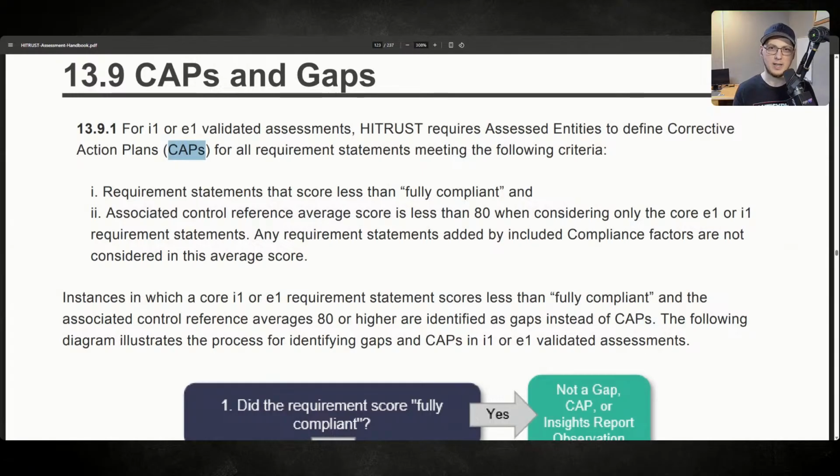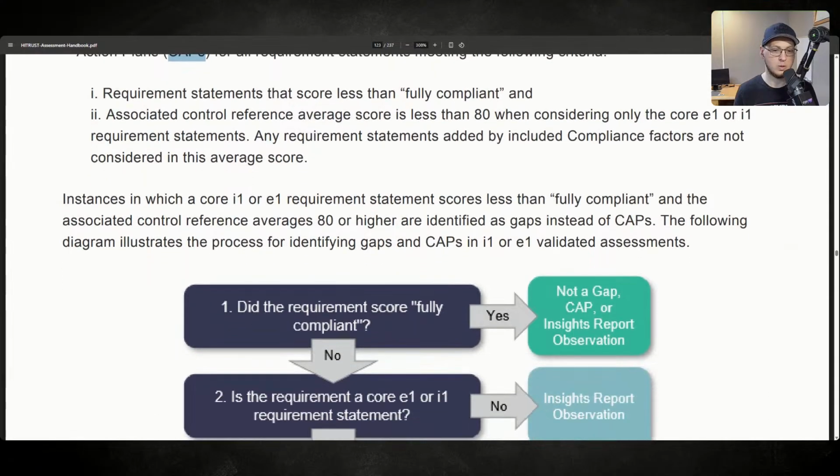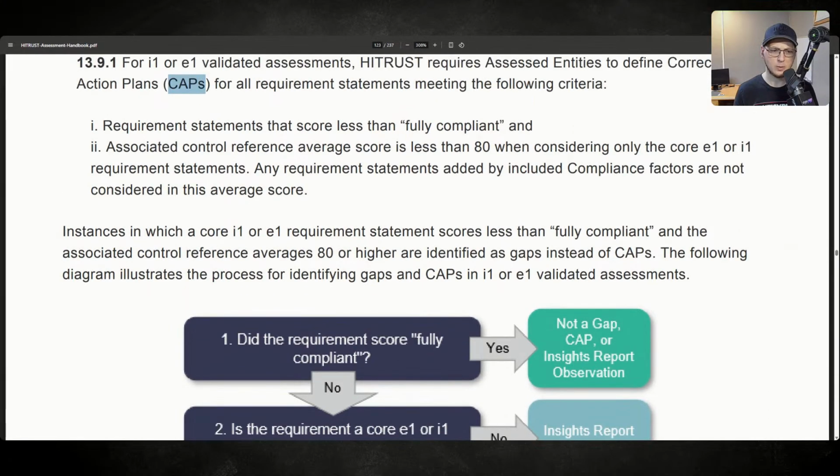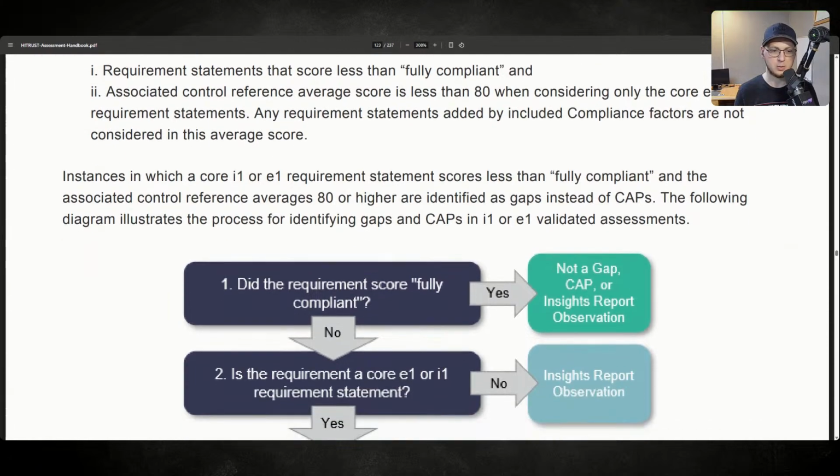I believe Ryan used a different terminology last week, but here in the actual assessment handbook, it's talking about corrective action plans. So what needs to change? The requirement statements that score less than fully compliant, and then associated control reference average scores less than 80, or less than 80 when considering only the core E1 or I1 requirement statements. Any requirement statements added by included compliance factors are not considered in this average score.